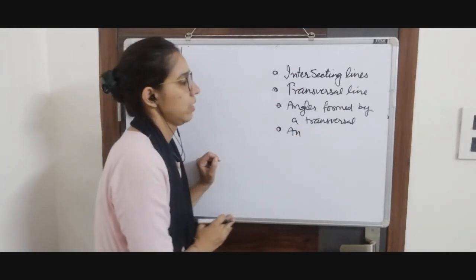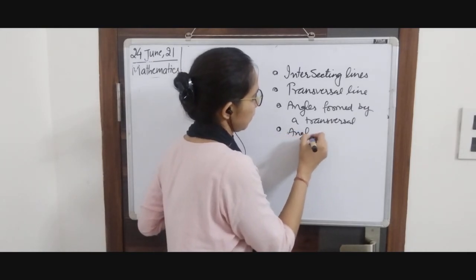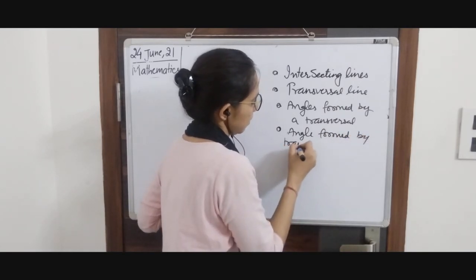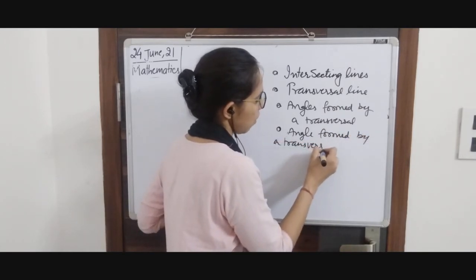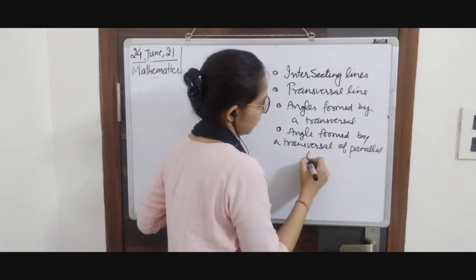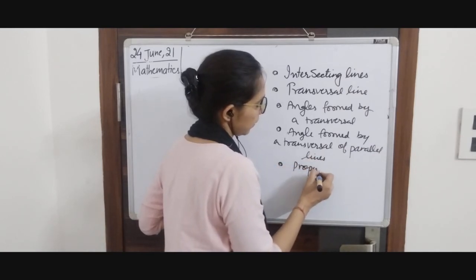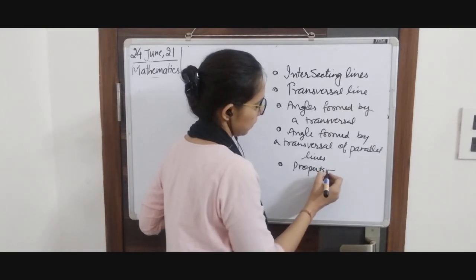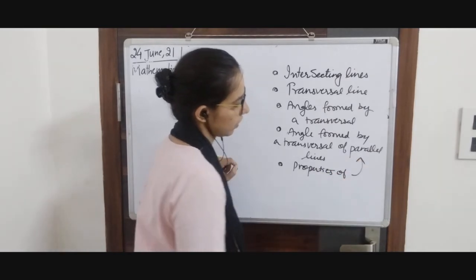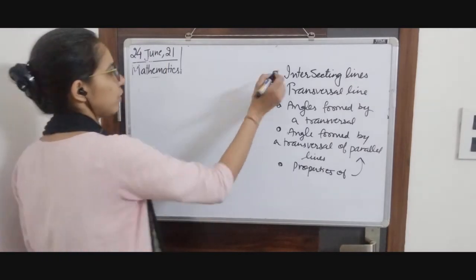Then after that we have another thing, that is angles formed by a transversal of parallel lines. These we are going to discuss, and then we are going to discuss properties of these angles. First is intersecting lines. We are going to take one by one.